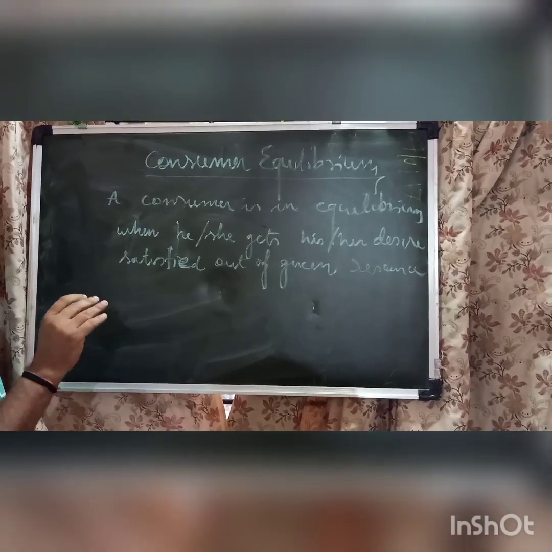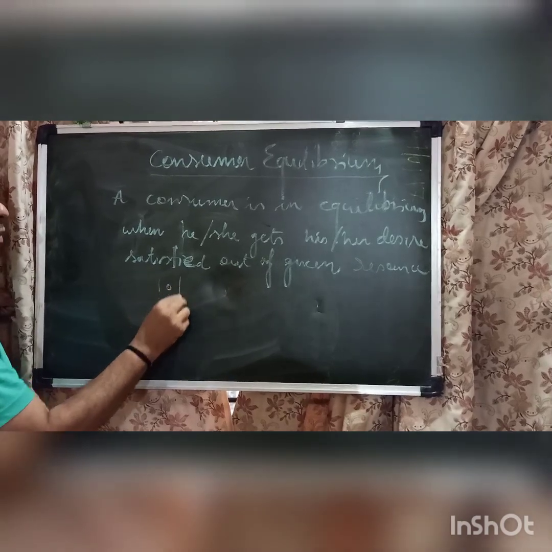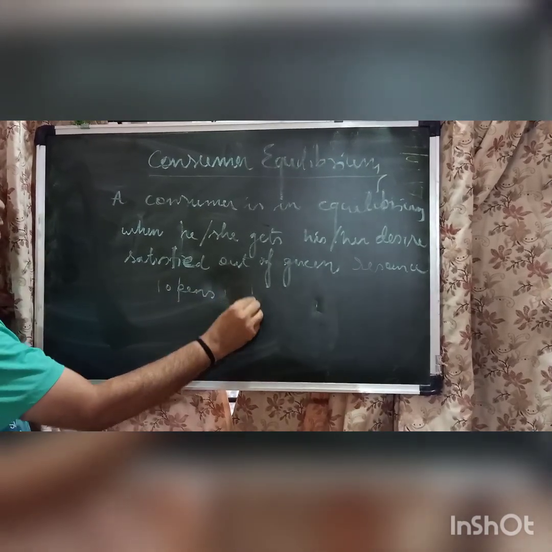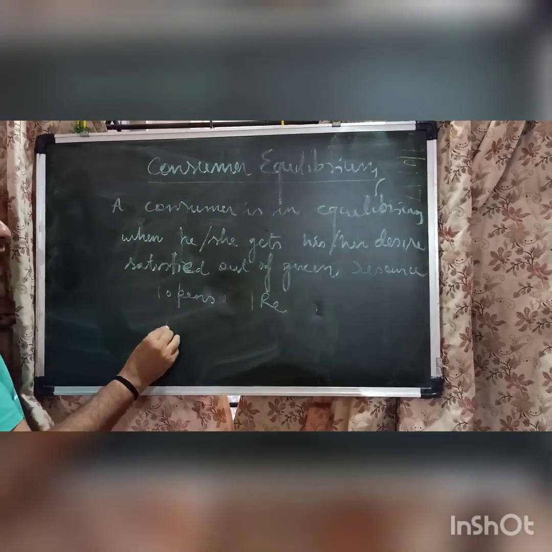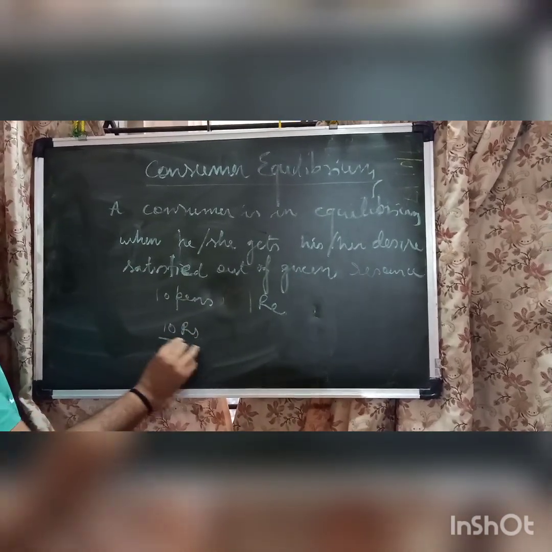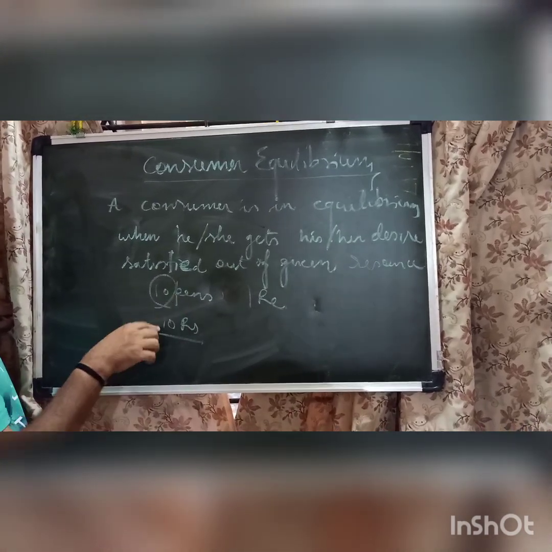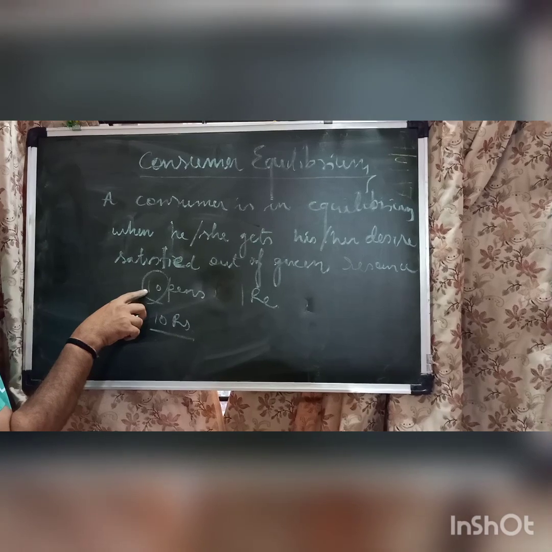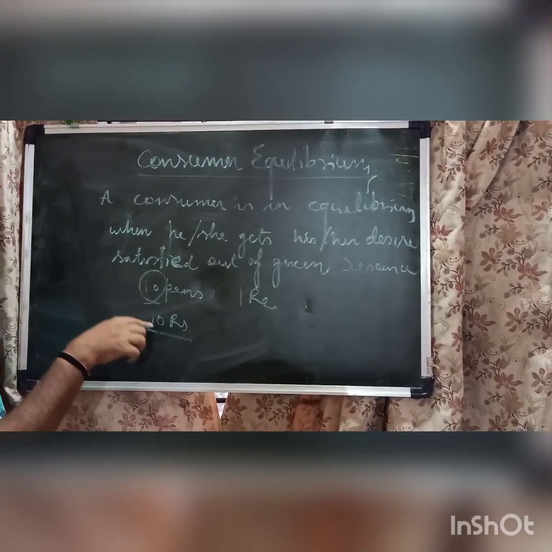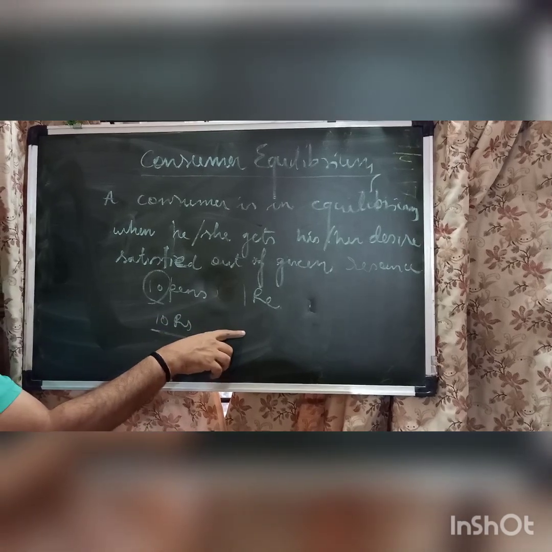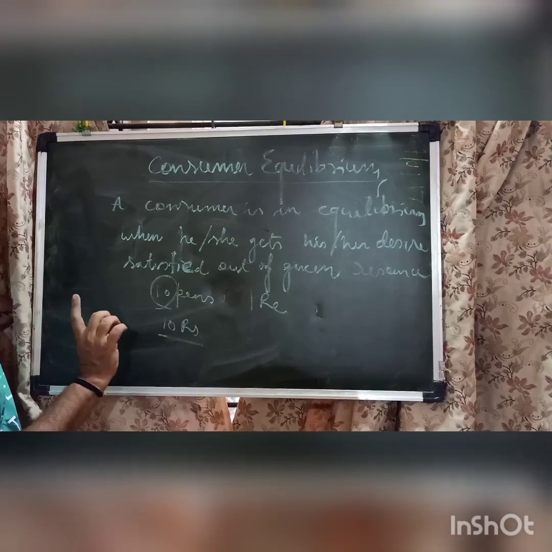For example, if I need to buy 10 pens and one pen costs rupees 1, and I am having 10 rupees with me. So out of 10 rupees, if I can get complete 10 pens, then I am in the stage of equilibrium. If I can buy 9 pens out of rupees 10, or if I can get 11 pens out of rupees 10, I am not in the stage of equilibrium.